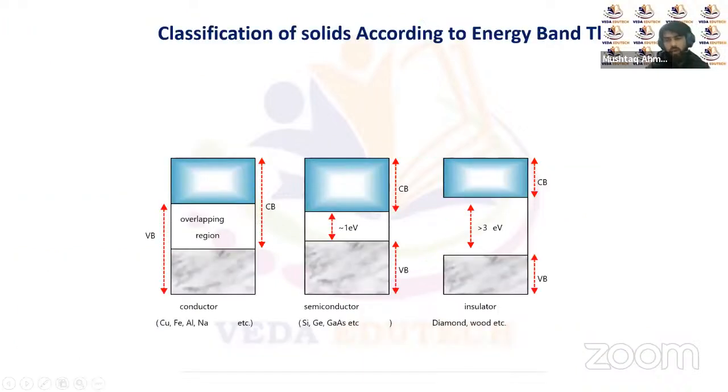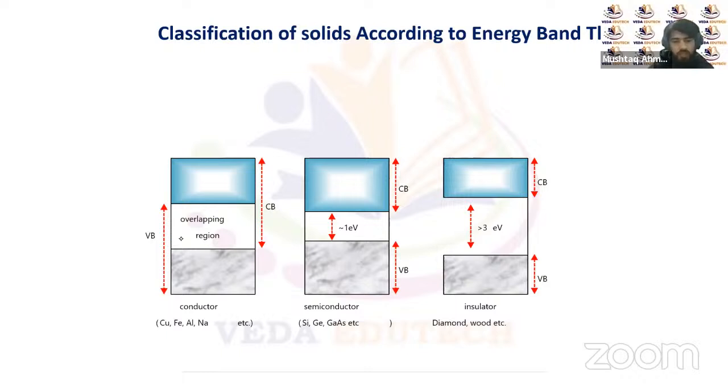Now you can see how we can classify different solids based upon the energy band theory. We have conductors, semiconductors, and insulators. For conductors, for example, we have copper, iron, aluminum. These are metals. Sodium is also a metal, a conductor. Then we have semiconductors like silicon, germanium, and inorganic semiconductors like gallium arsenide. And then we have insulators like diamond, wood, etcetera.